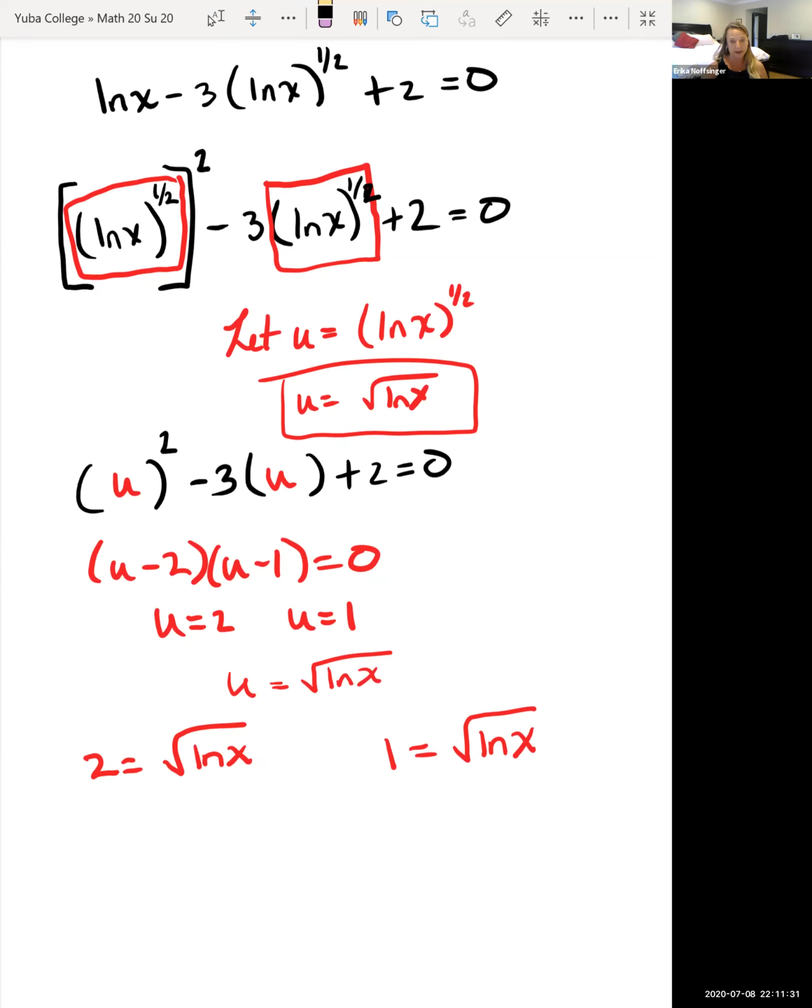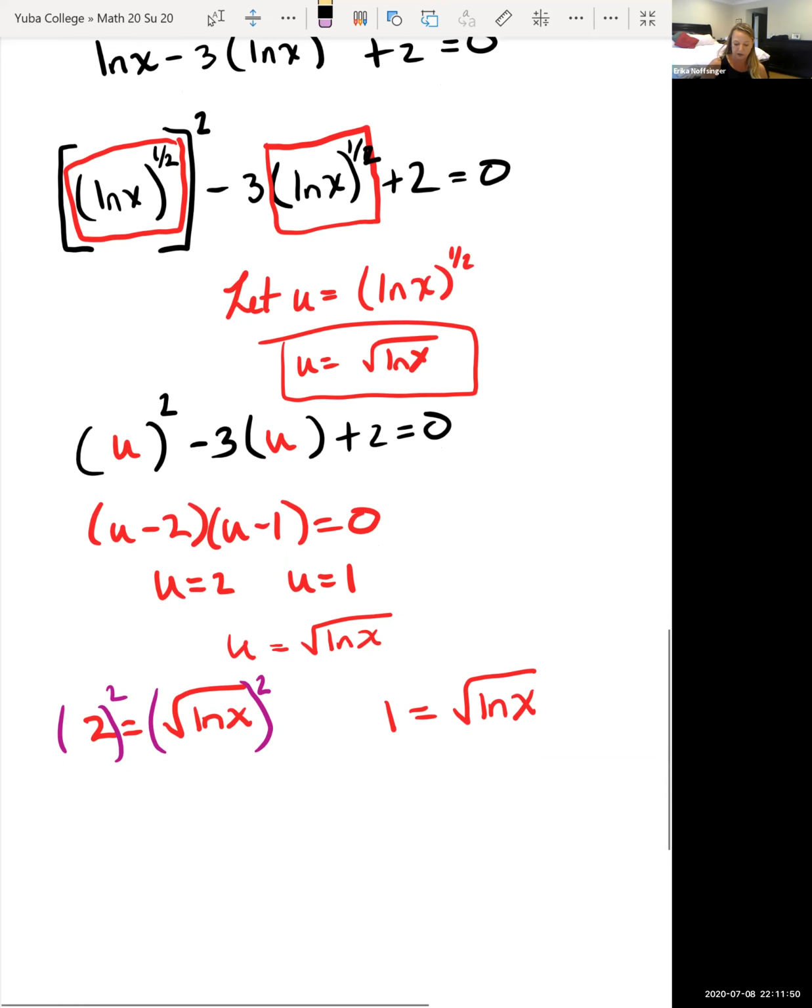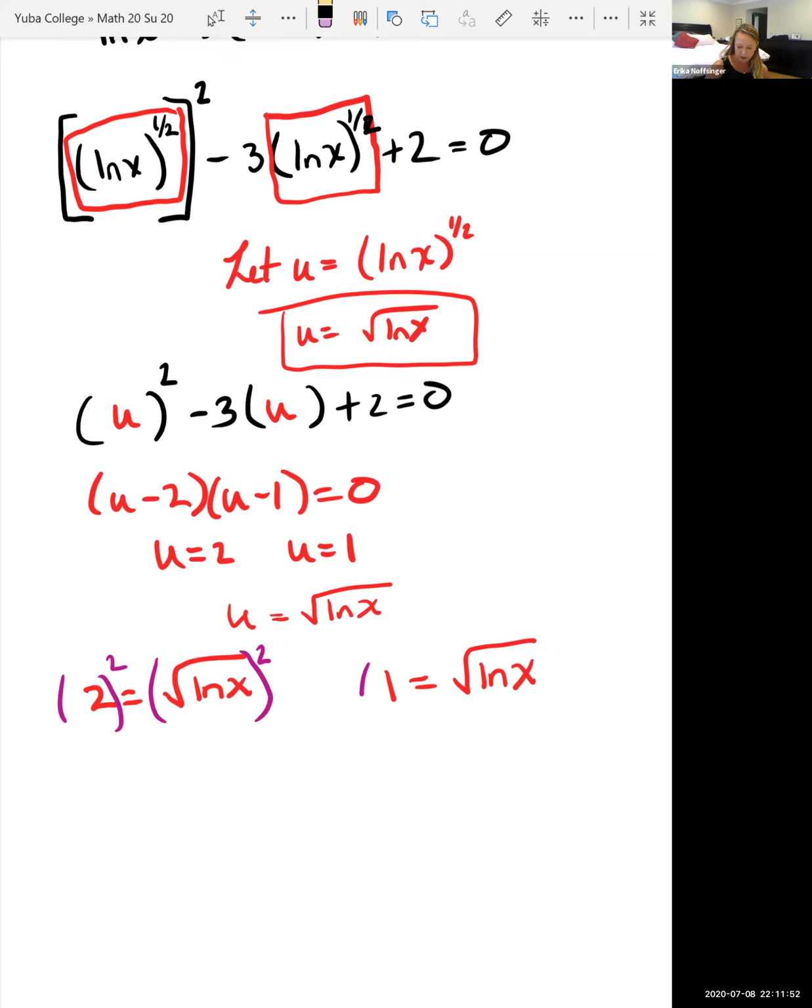So we need to get x by itself. We don't want that square root there. So we can square both sides of our equation to get rid of the square root. We just have to be careful because we're squaring both sides of the equation. We could be causing extraneous solutions, answers that don't work in our original. Maybe at the same time we can square this equation also. So for that first equation we have 2 squared, which gives us 4 is equal to the natural log of x.